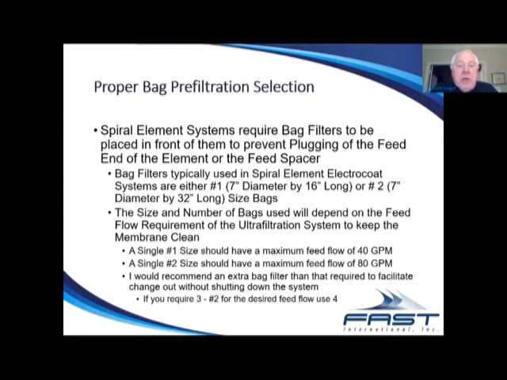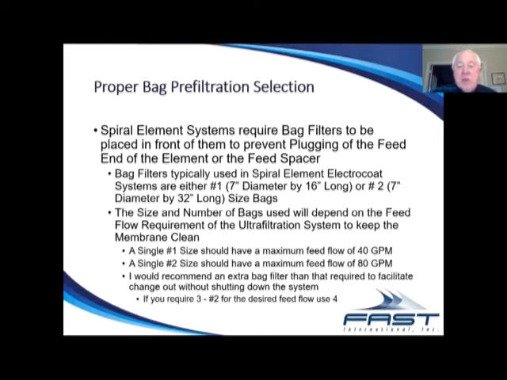In most industrial applications, there are primarily two different size bags being used. A number 1 size bag, which is a 7-inch diameter by 16-inch long, and a number 2 size bag, which is twice that, 7-inch diameter but 32 inches long. And the number of bags to be used is dependent upon the feed flow requirements of the ultrafiltration system, and that is to keep the membrane clean. So the feed flow requirements of the ultrafiltration system determine what bag configuration, or the type of bag, you're going to want to use as a pre-filter.